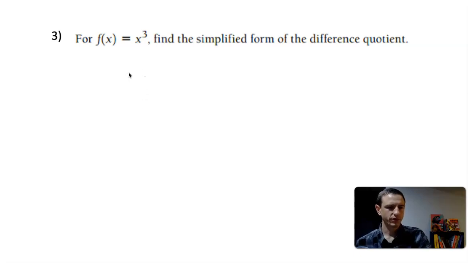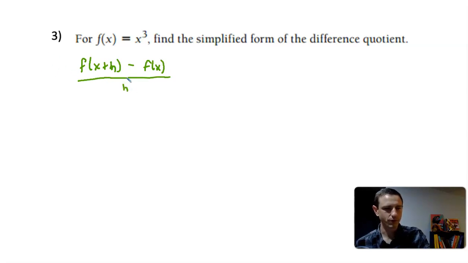In this example, we want to find the simplified form of the difference quotient for the function x to the third. So our difference quotient is f of x plus h minus f of x all over h. And remember, we do not want h to equal 0, so h cannot equal 0. So here we go. The algebra might get a little messy depending on your algebra skills.